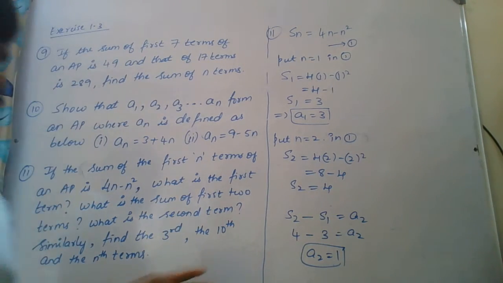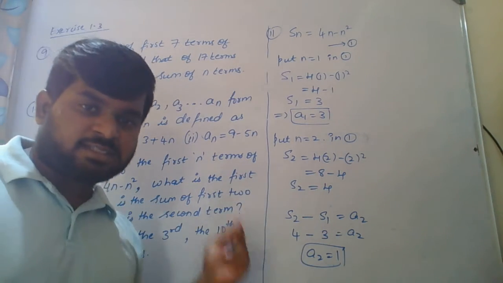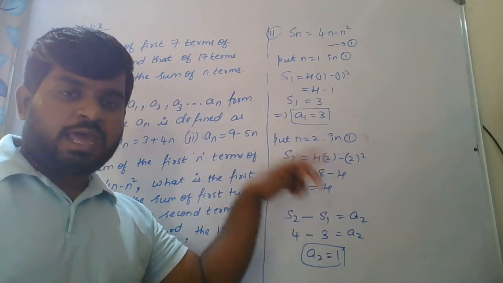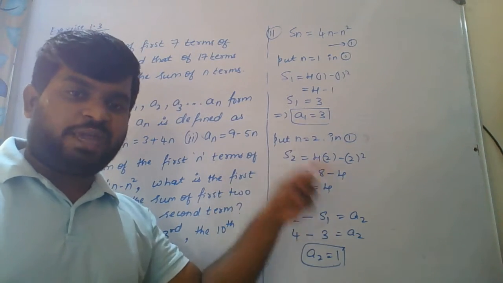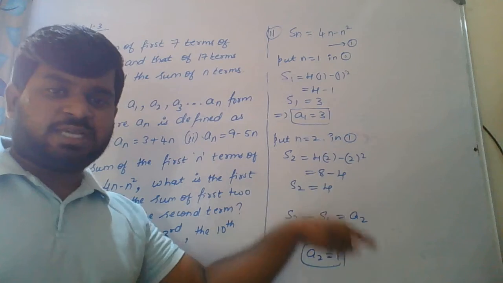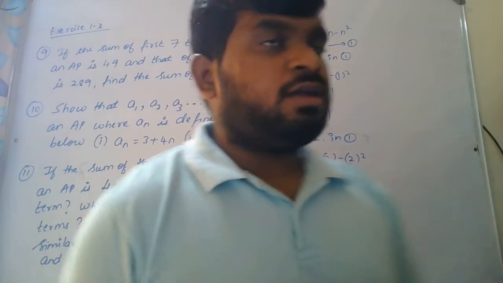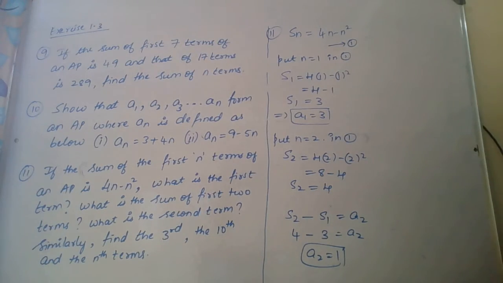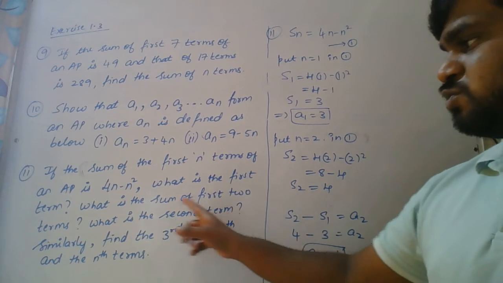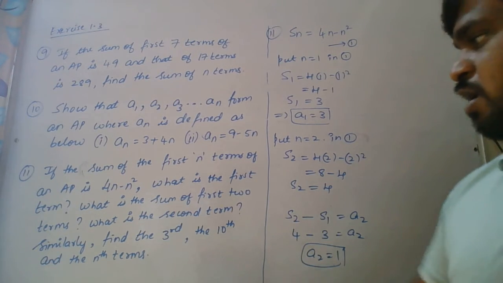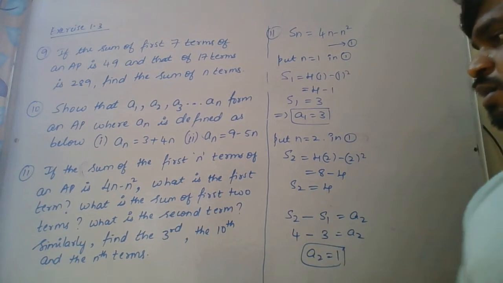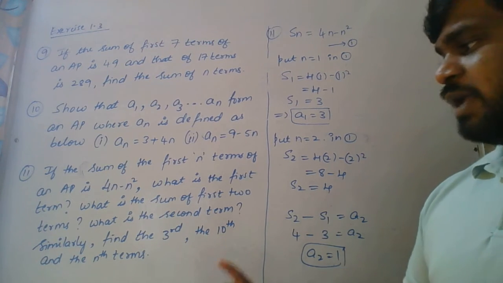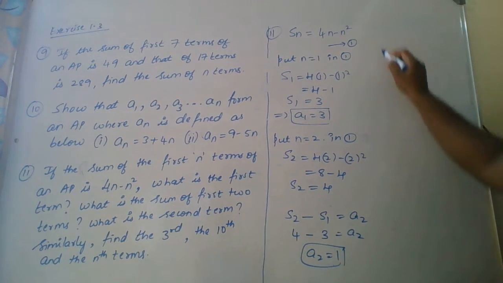Okay. Similarly, if you want A3, it is S3 minus S2. S4 minus S3 gives you A4. S5 minus S4 gives you A5. Now, what are the things that we have to find? The sum of first two terms, S2, we have found it. What is the second term? We have found it. Similarly, find the third term, 10th term and the nth term.